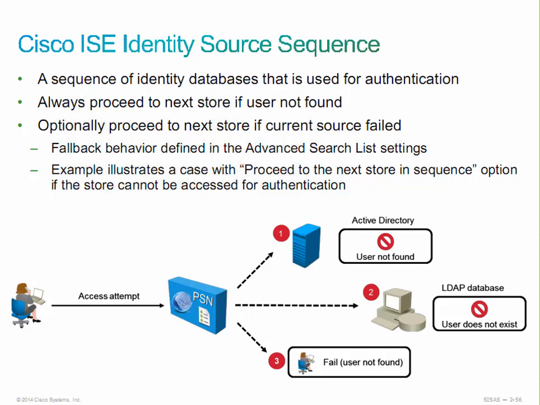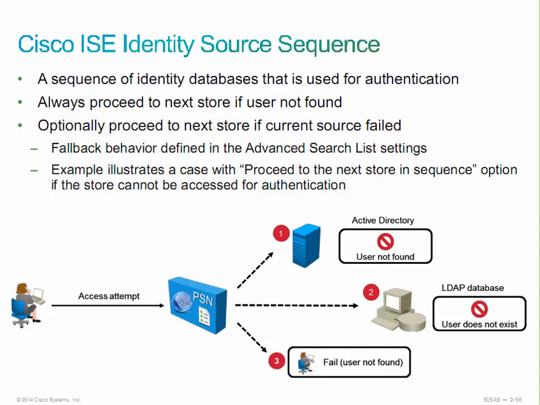Let's say, for example, we have four options. We can do internal, we can do Active Directory, we can do LDAP, or we can do RADIUS token servers, or RSA. One of the things that you need to keep in mind, though, is that not every authentication protocol is available for each identity source. They don't mention that in this particular slide, but it is something to consider.